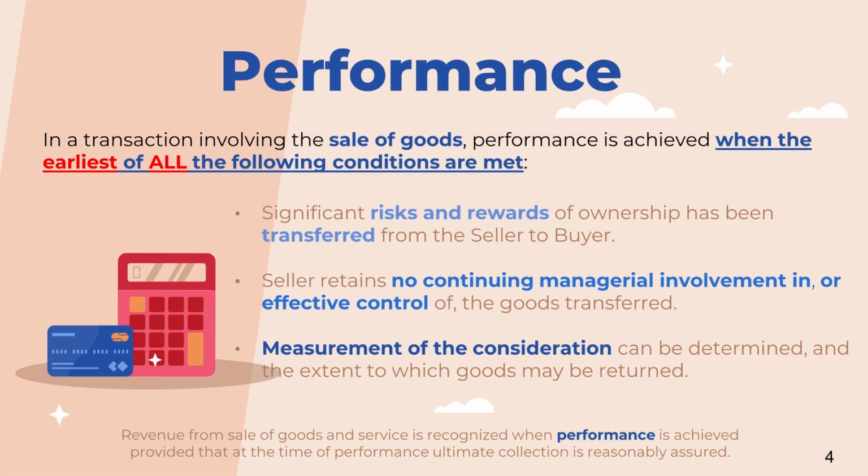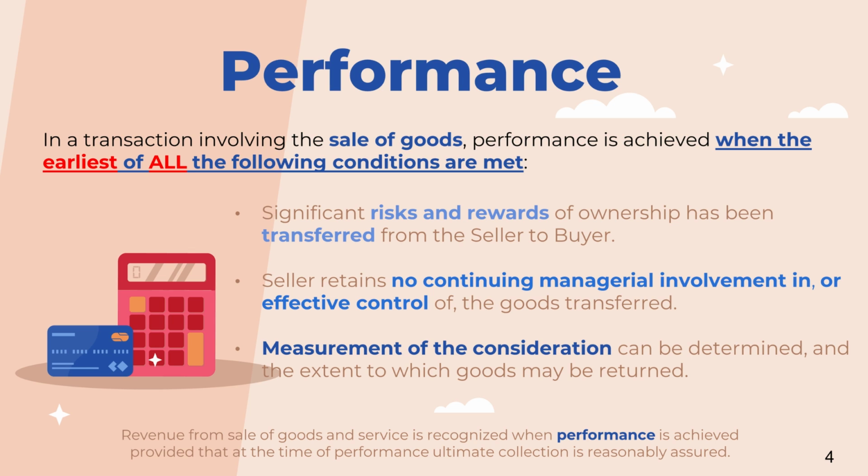In a transaction involving the sale of goods, performance is achieved when the earliest of all of the following criteria are met. I want to stress that it is the earliest of all of the following conditions that are met. The reason for this is because a transaction can meet all of these conditions later on. However, you want to record revenue as soon as these things are met, so that revenue recognition is not delayed. Now let's go into those conditions.